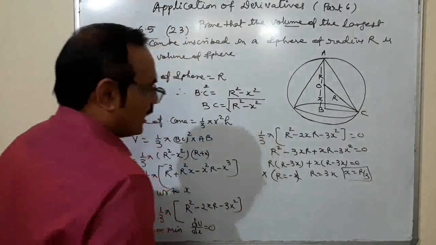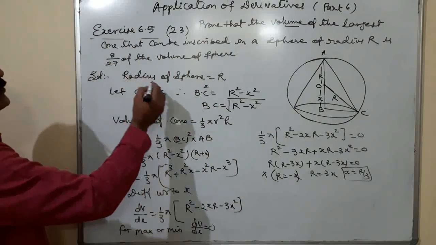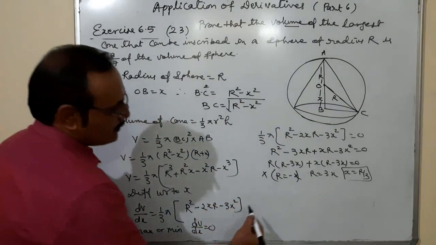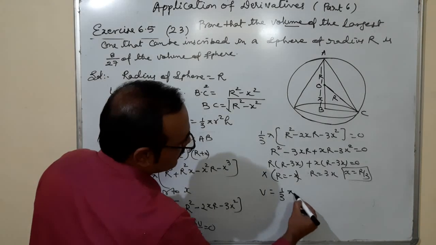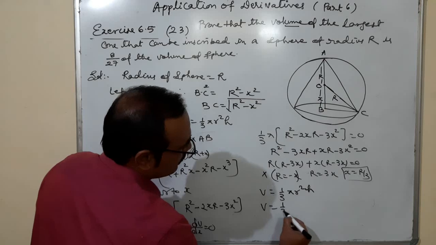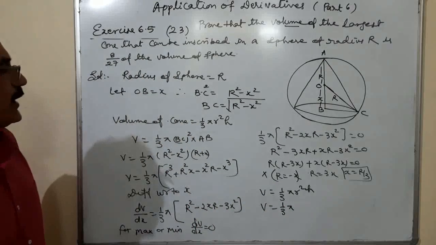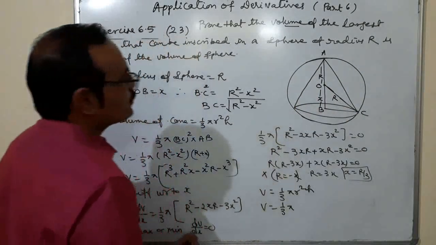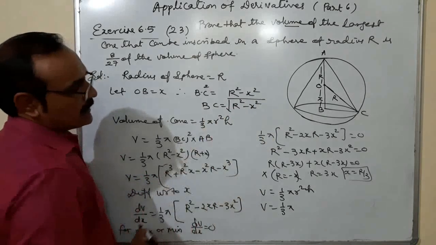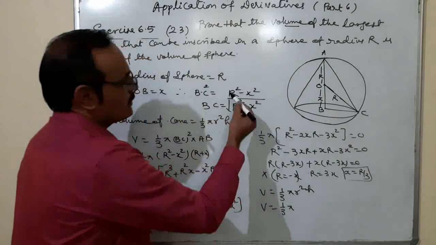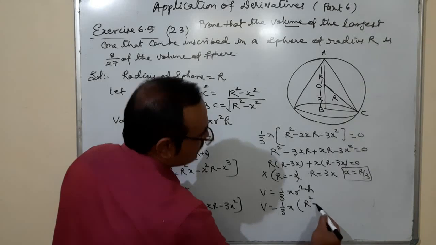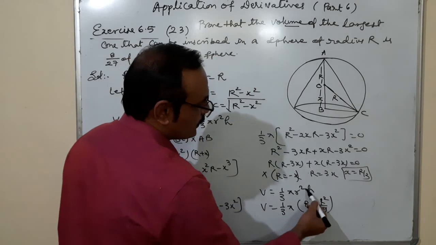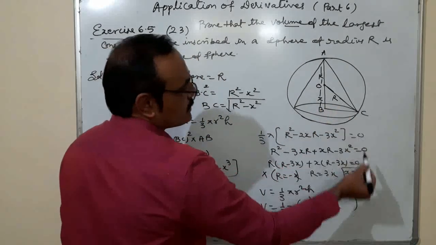After that, we are proving that the volume of the cone is 8 upon 27 of the volume of this sphere. So volume of cone V is equal to 1 upon 3 pi r square h. Here we are talking about the radius of the cone, so r square is equal to BC square, that means R square minus x square. The value of x is R by 3. So when I write R square minus R square upon 9, 1 upon 3 pi r square, and h. What is h? R plus R by 3.